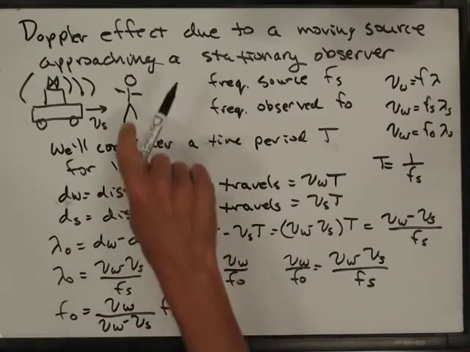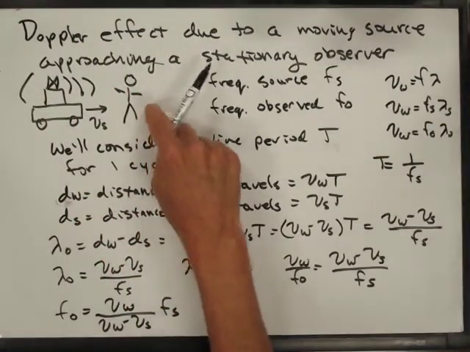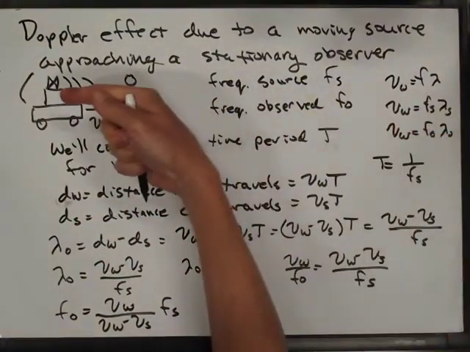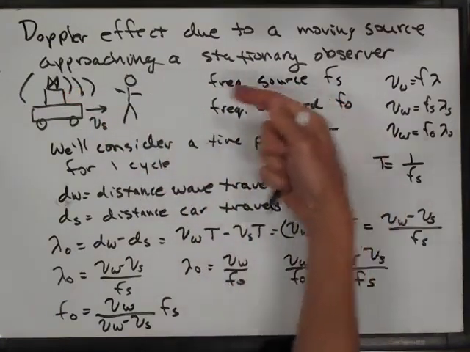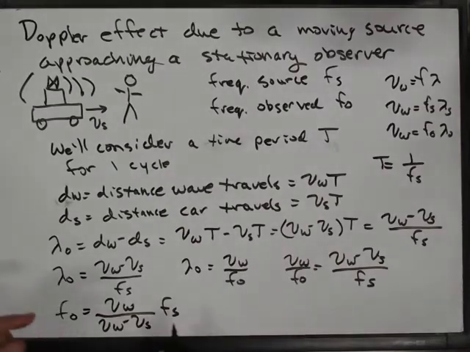And then I can generalize it to when the source is stationary, but the observer is moving. And so if I'm running towards the car and it's stationary, I still hear a higher pitch, or if I'm running away. And so there are really 4 equations, and we'll write them all down. But first I'll do an example with just this one.